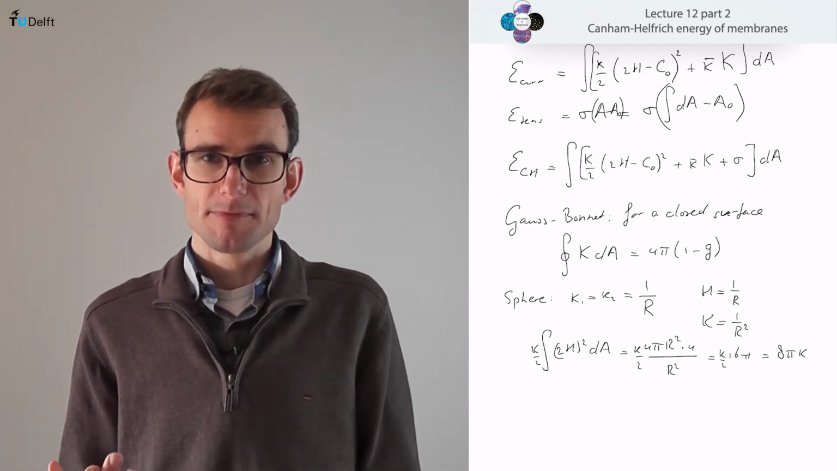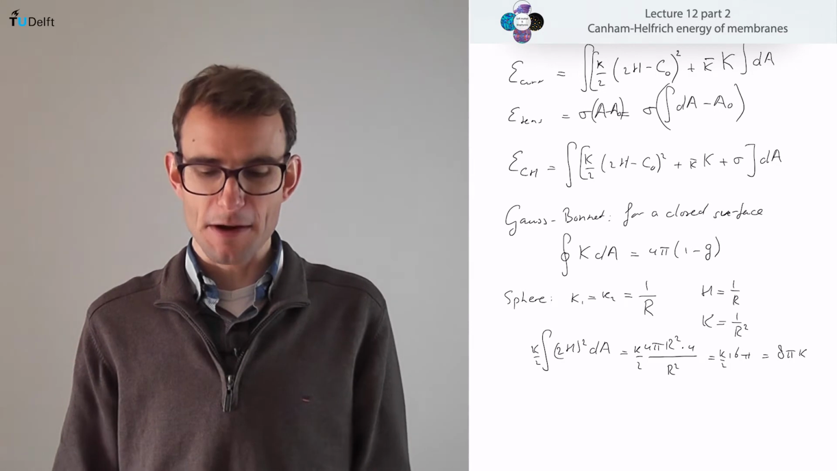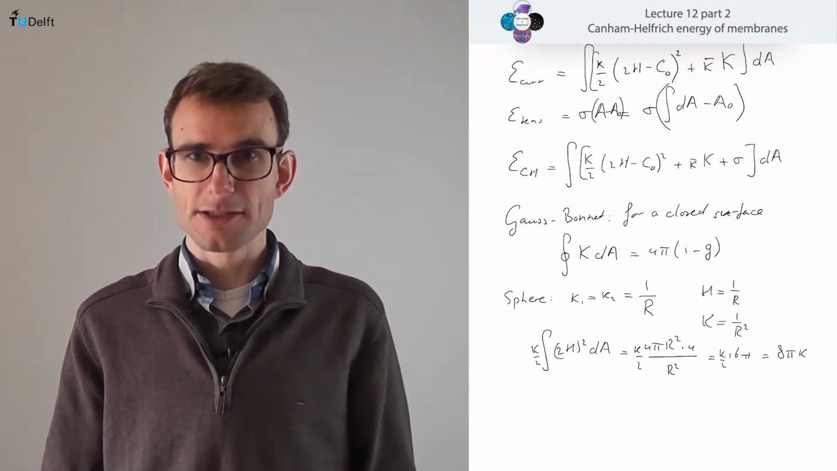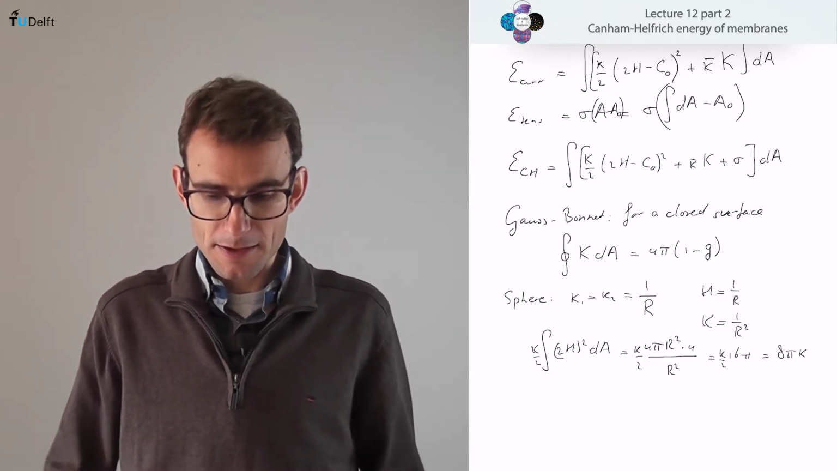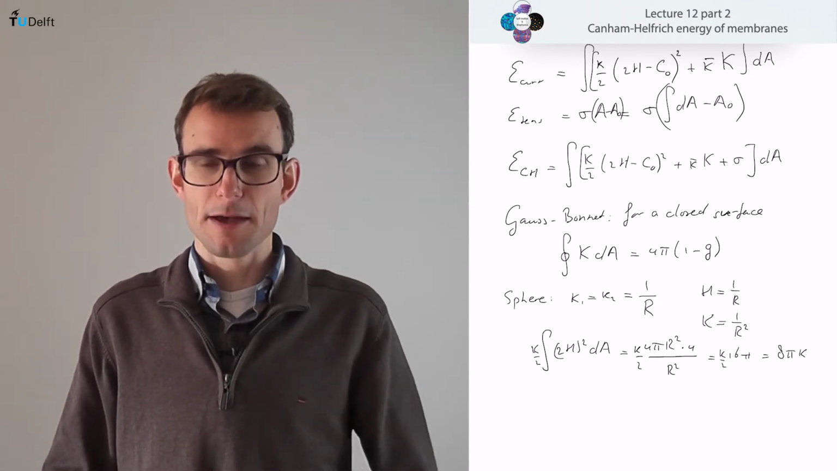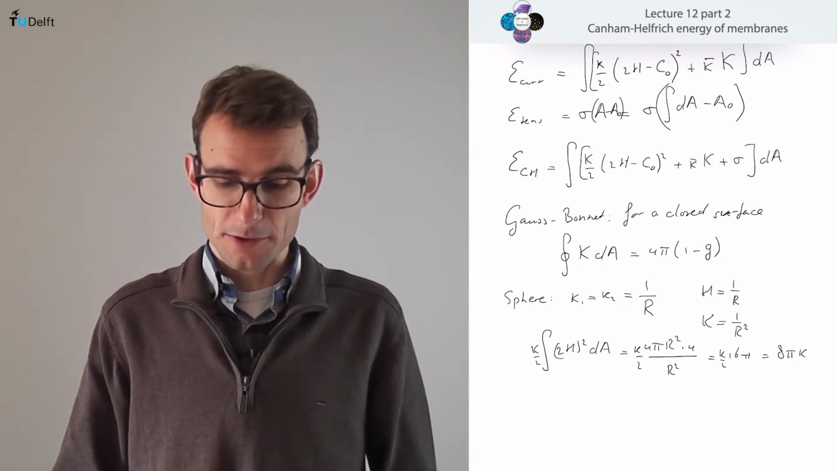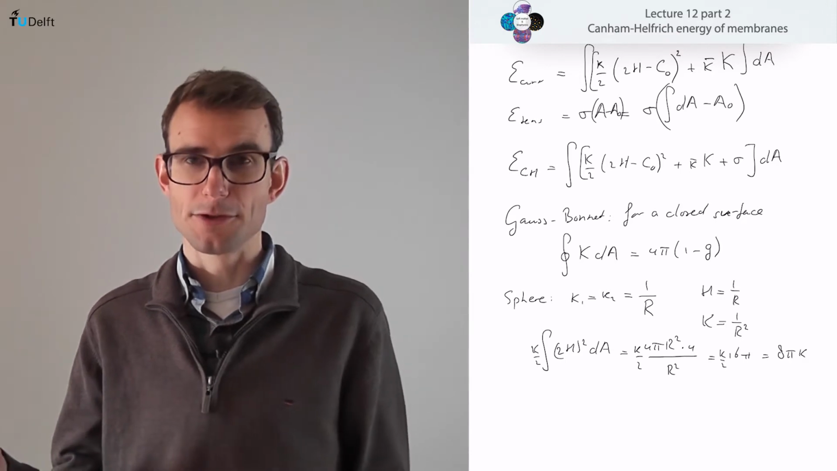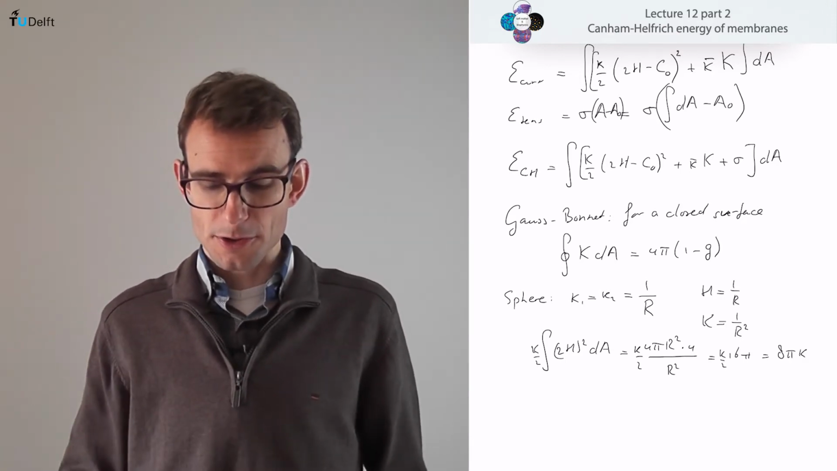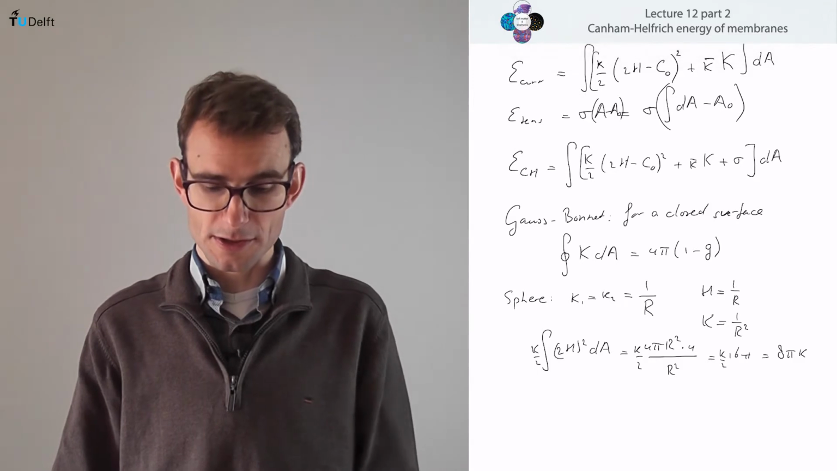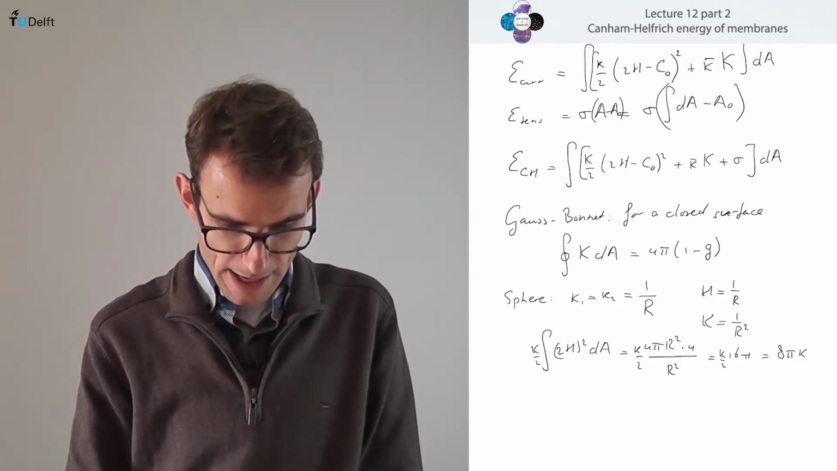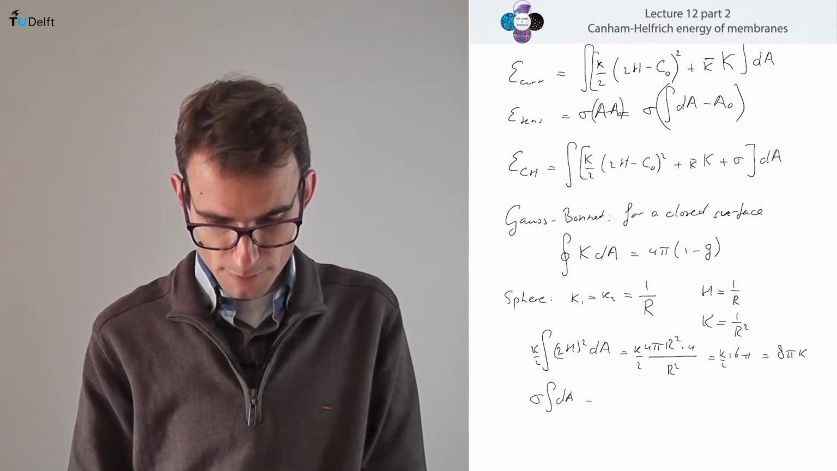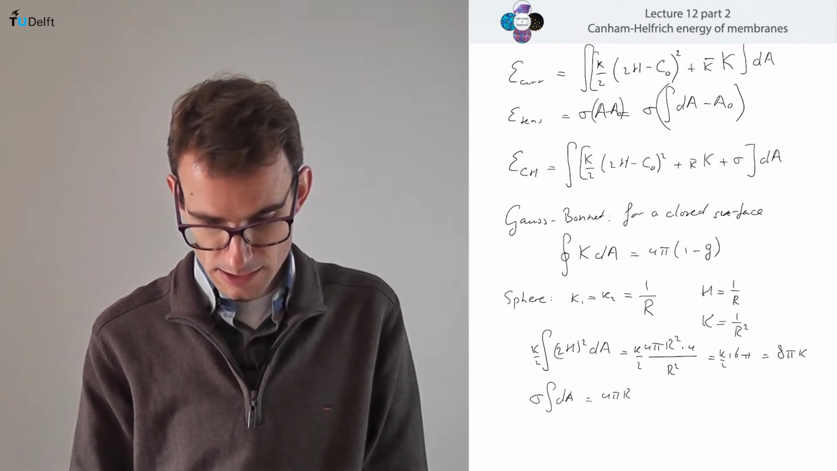This result is mathematically very simple, but it carries in itself something fundamental, and that has to do with the stability of membranes. If I now look back to the Canham-Helfrich energy, I see I have 3 contributions. I have the mean curvature, I have the Gaussian curvature, and I have the surface tension. So if I also calculate what the surface tension contribution for a sphere is, well, this is sigma integral dA. That's going to be 4 pi r squared sigma.